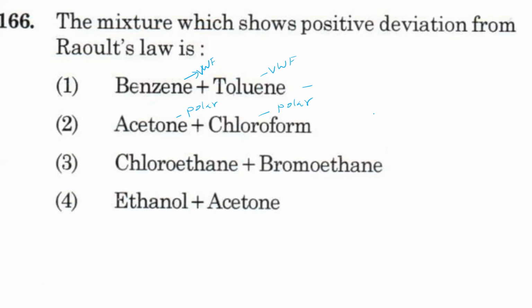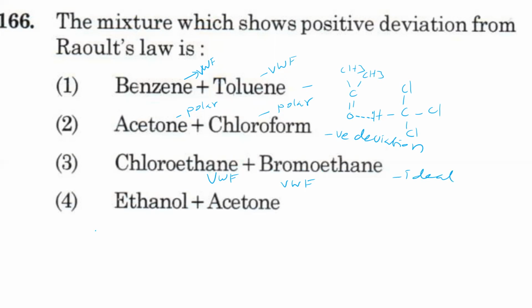On mixing them, what will happen? Chloroform, CHCl3, and acetone, O double bond C with CH3: between them hydrogen bonding is possible. Intermolecular force is rising, therefore it comes under negative deviation. Chloroethane and bromoethane have van der Waals force, therefore it is an ideal solution.